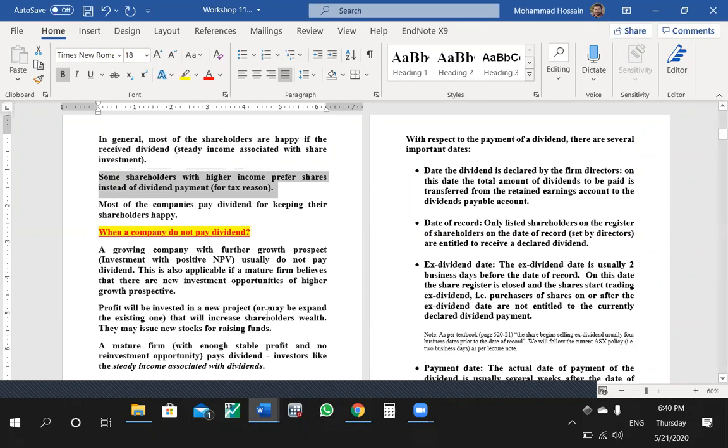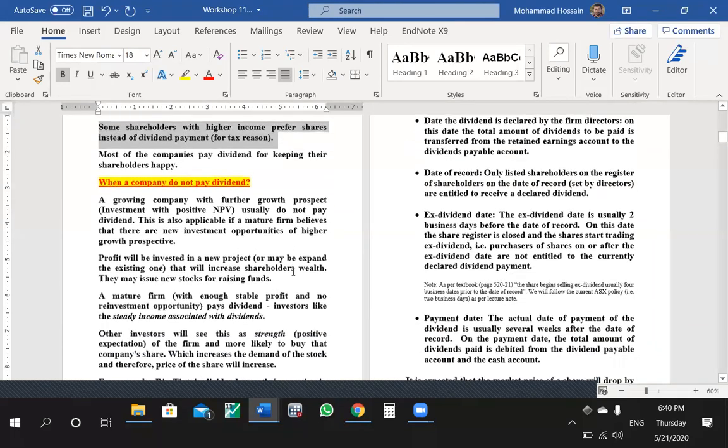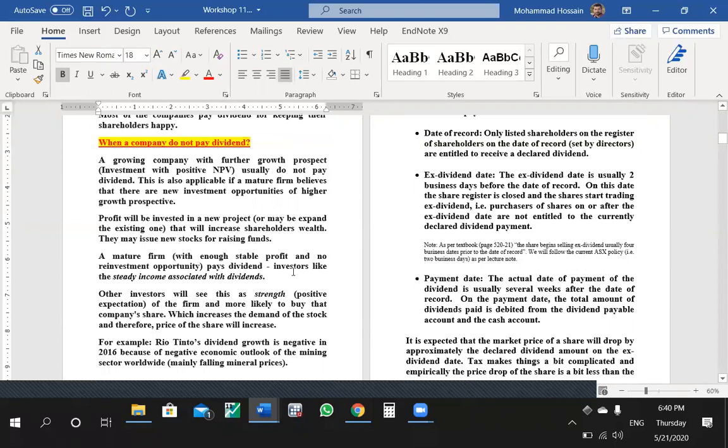Next, when a company decides not to pay a dividend, as I said before, it is because the company sees that it has a good prospect and a good future, and it needs money to reach that future. Even a company that is growing will not be interested in paying any dividends. They want to roll the money within the business. So a growing company with further growth prospects usually does not pay dividends.